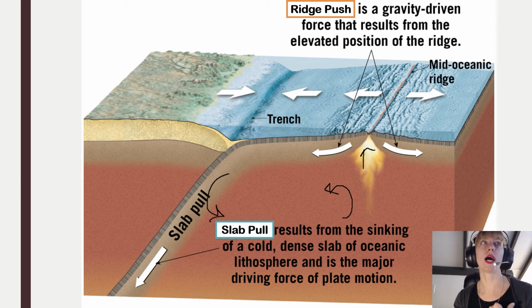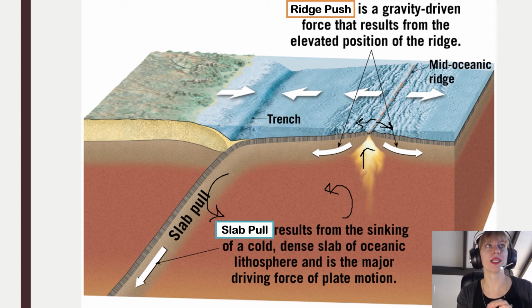We also have ridge push and slab pull. Ridge push is a gravity-driven force that results from the elevated position of the ridge. So as magma comes up, it pushes itself down and out as more magma comes up. Okay, and it is a driving force of momentum. Because you're heavy, you sink, like dropping a rock in water or water into a cup of oil. Ridge push, however, is all gravity related. So it's the weight of itself that causes the lithosphere to slide down a ridge, basically pushing the ocean floor apart as new magma comes up.